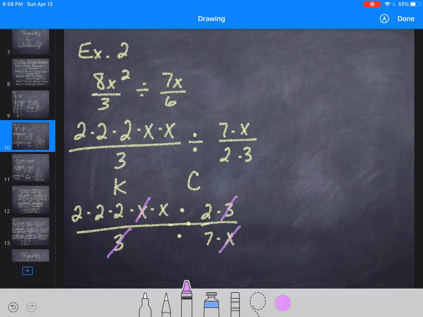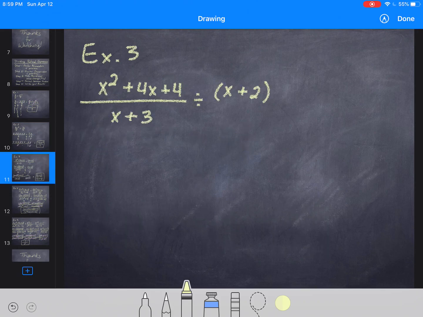Once I've canceled my common factors, I can write what's left over. In my numerator, I have 2 times 2 times 2 times x times 2. This gives me 16x divided by 7. Here is my answer. Now let's take a look at example 3.